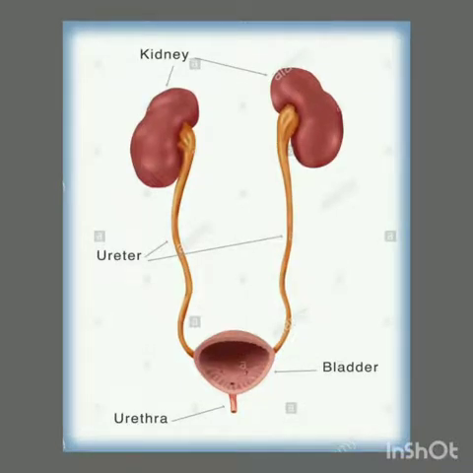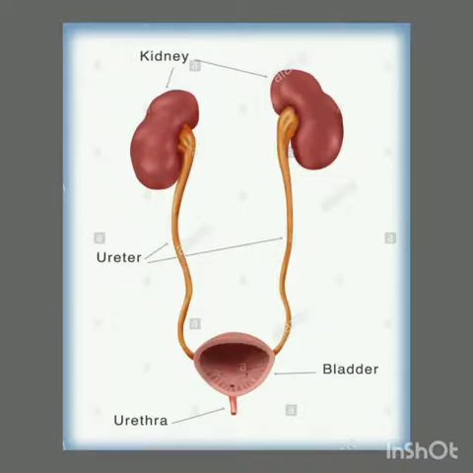In the urinary system, what are the parts present? We have a pair of kidneys, a pair of ureters, a urinary bladder and a urethra. Is that clear? A pair of kidneys, a pair of ureters, a urinary bladder and a urethra. These are the main 4 parts of our urinary system.